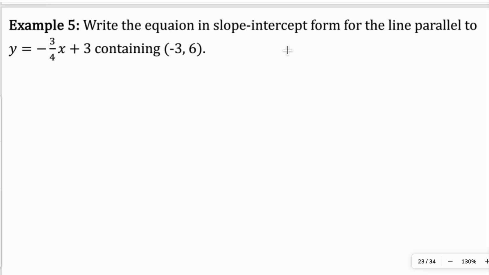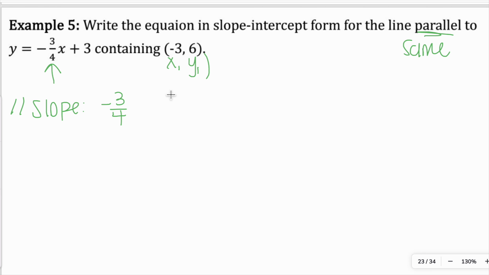Example 5, though, is now going to focus on writing equations in slope-intercept form to a parallel line, which just means I want to have the same slope listed here. So the parallel slope I need is negative 3/4, and then containing the point negative 3, 6 would need to be x1, y1. So I'm going to use point slope form to help me. Point slope form is probably the easiest one to use here, so let's go ahead and do it.